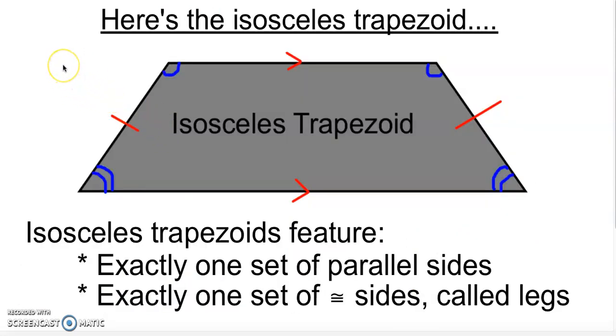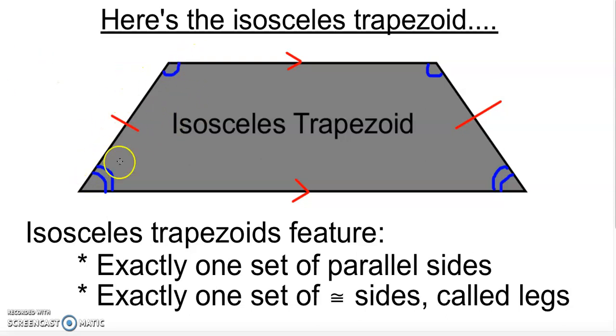So here's a special trapezoid. This is the isosceles trapezoid. I've referred to it in previous years as a princess trapezoid because it's very special. It's kind of regal or royal. It's got some really cool characteristics. It's got exactly one set of parallel sides and exactly one set of congruent sides. So the legs are congruent and the bases are parallel.